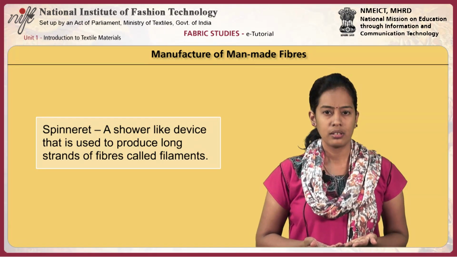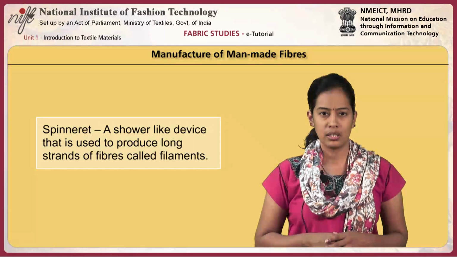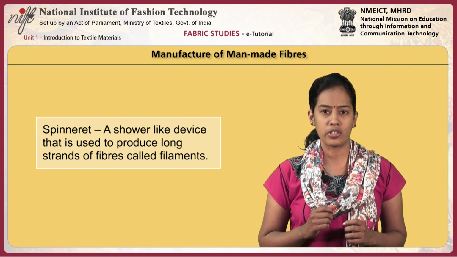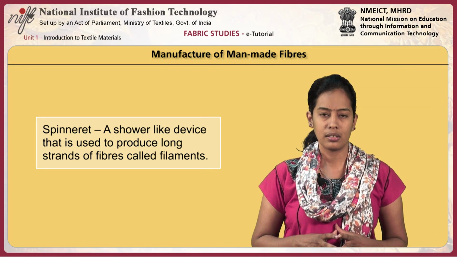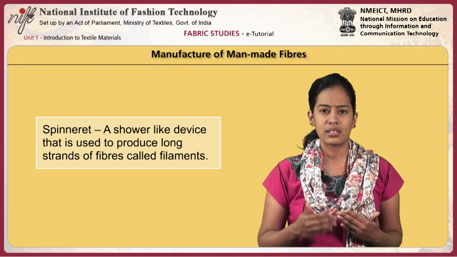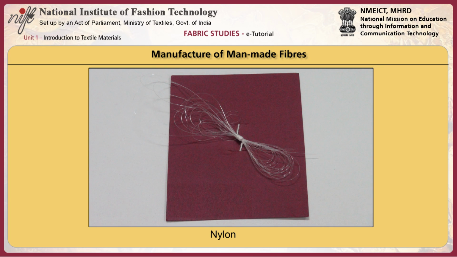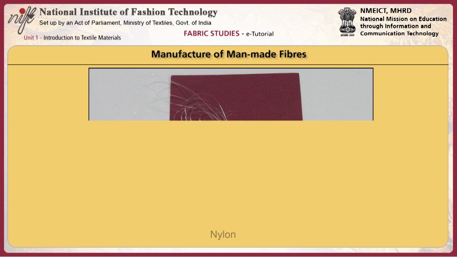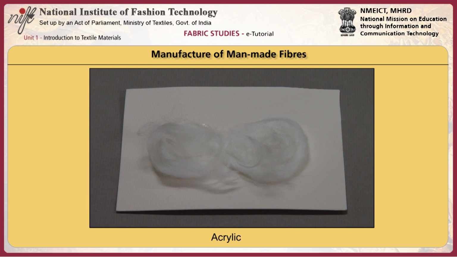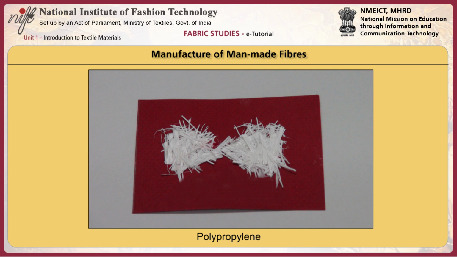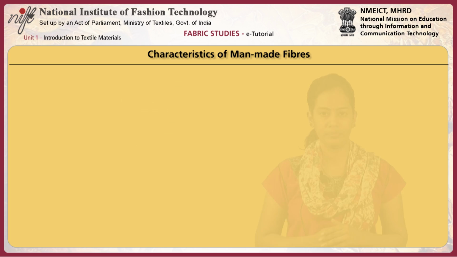Man-made fibers are produced from petroleum products which are melted and extruded through the tiny holes of a shower-like device called spinneret, producing long strands of fibers called filaments. Some of the most commonly used man-made fibers are polyester, nylon, acrylic, acetate and spandex. This is acrylic, an example of man-made fiber. Here is polypropylene, another example of man-made fiber.